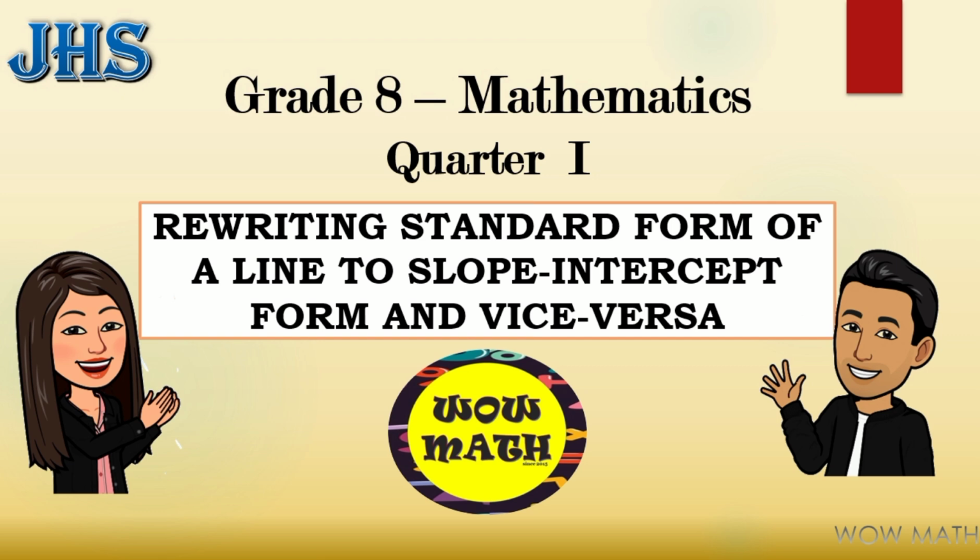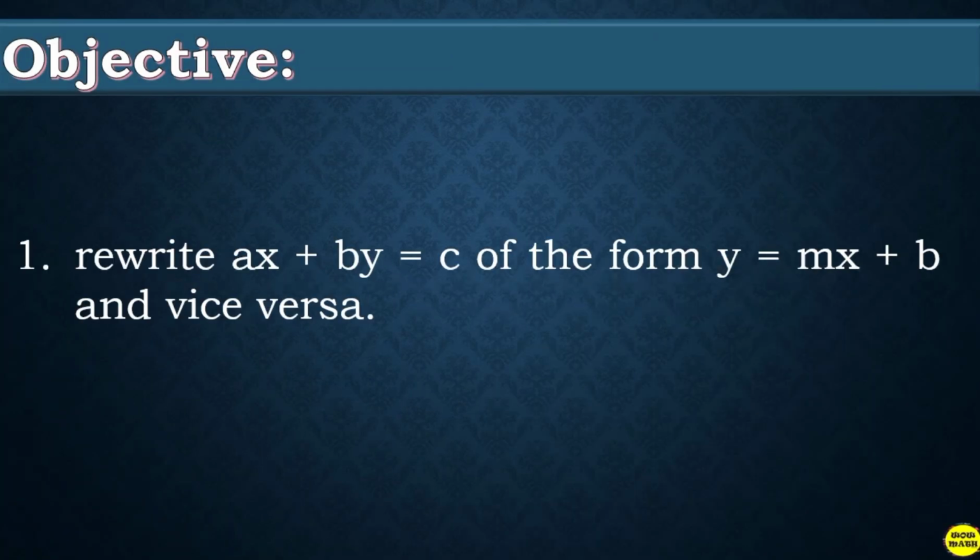Hi mga kawawmat, in this video, we will discuss rewriting standard form of a line to slope-intercept form and vice versa. So our objective, we will rewrite ax plus by equals c, which is your standard form, in the form of y equals mx plus b, which is your slope-intercept form, and vice versa.